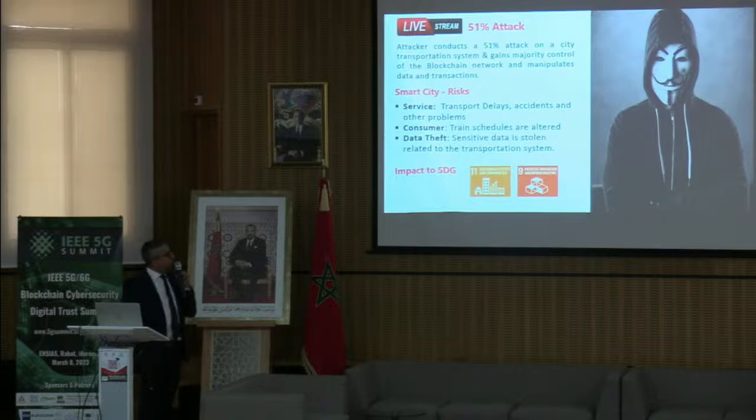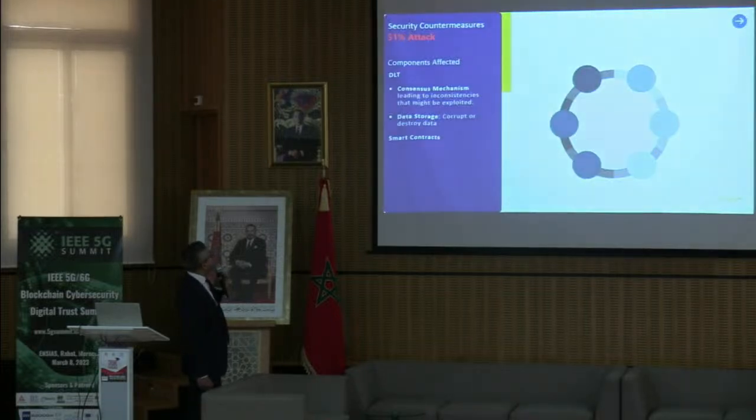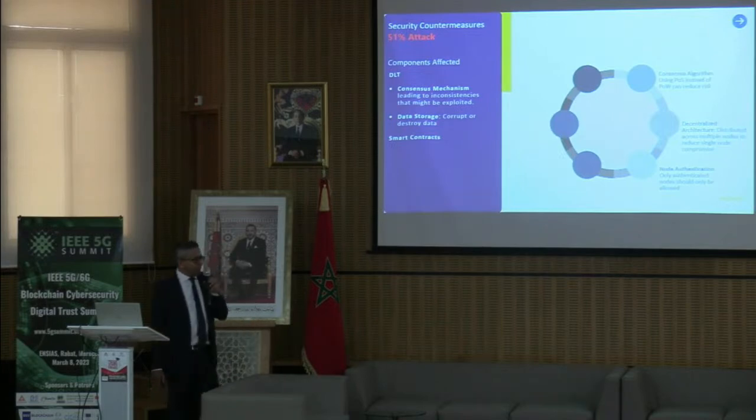The risks for this one could be transportation delays, consumer delays, so your train schedules could be altered, or finally, data theft. So data could be lost or stolen related to a transportation system. This particular attack will be highly impactful to number 11 and number 9, which is focused on sustainable cities and communities, and finally, industry, innovation and infrastructure. The countermeasures around this particular form of attack relate to using proof of stake rather than proof of work, which is meant to substantially reduce the risk of a 51% attack.